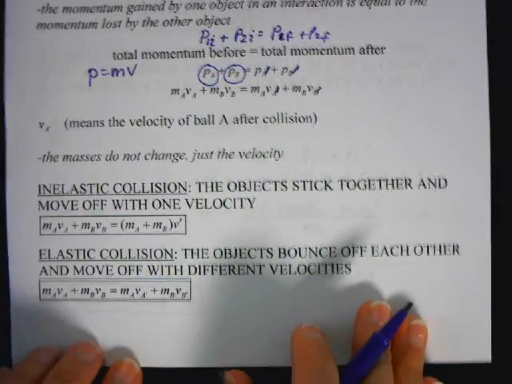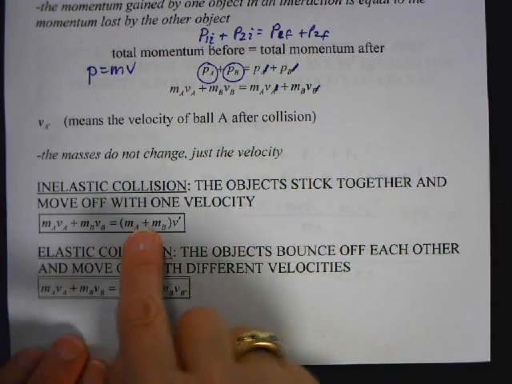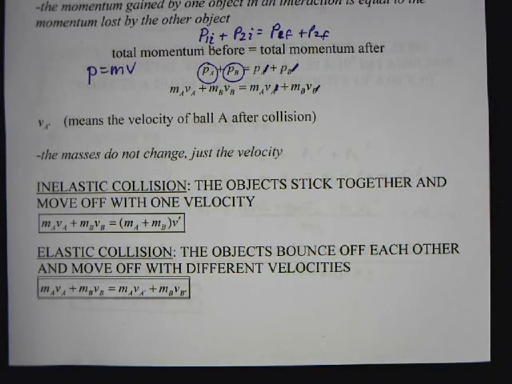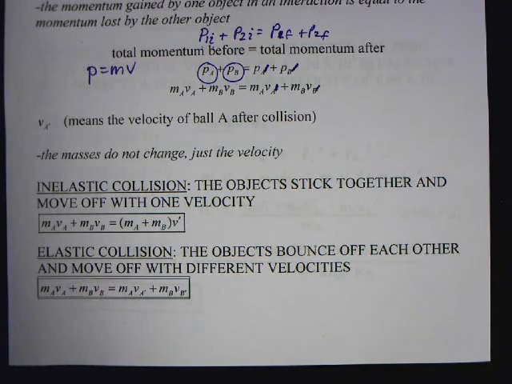Now we have different types of collisions. Inelastic means the objects stick together and move off with one velocity. What do I mean by that? Let's say you have two cars and they crash, and their bumpers interlock, and then after the collision they move off together. That's called an inelastic collision, because they stick together. Another example, which physics books use a lot, is somebody shoots a bullet into a block, the bullet becomes embedded in the block, and then the bullet and block move off together.